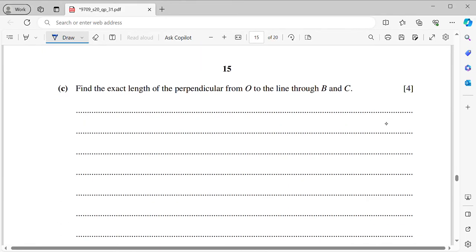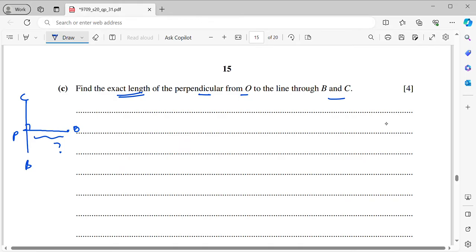Now part C, find the exact length of the perpendicular from O to the line through BC. So now we know that this is our BC. Let's say this is O, and then you need to find the length from O to BC. Let's say this is P. So you need to find what is OP.